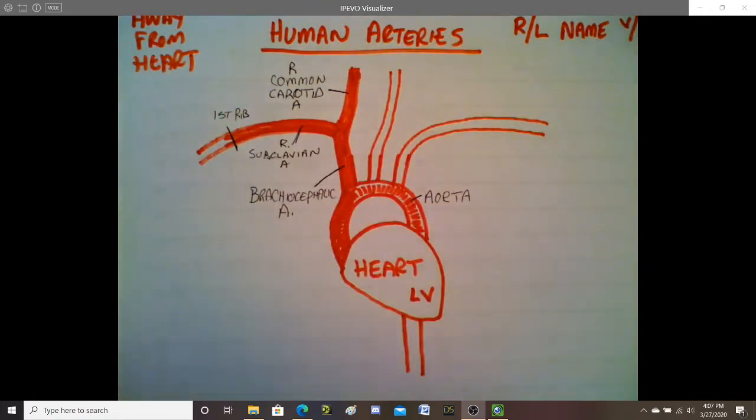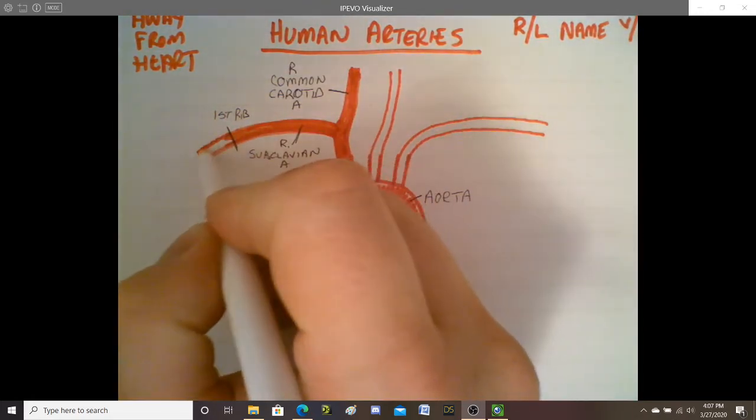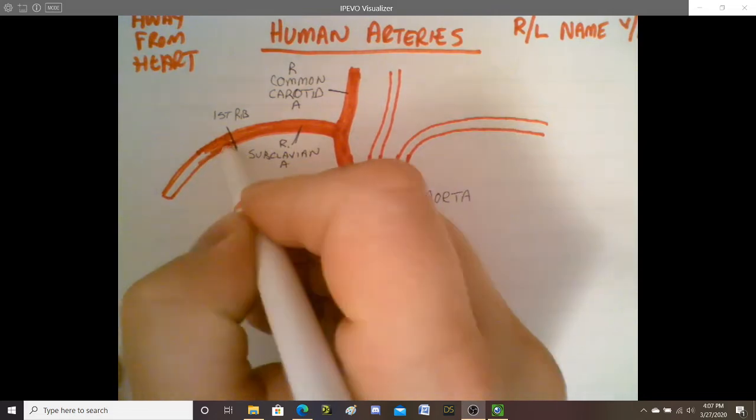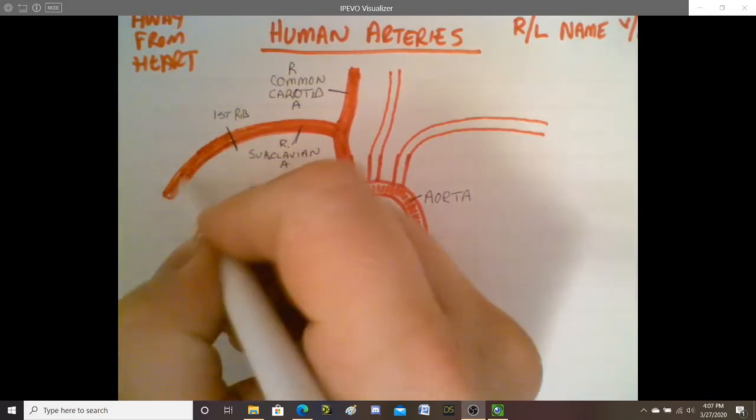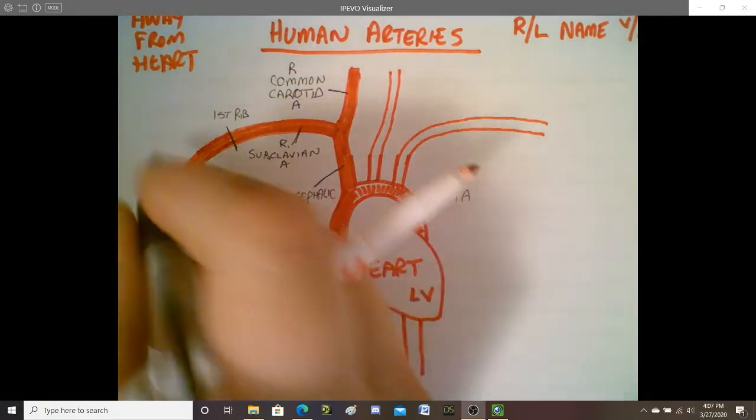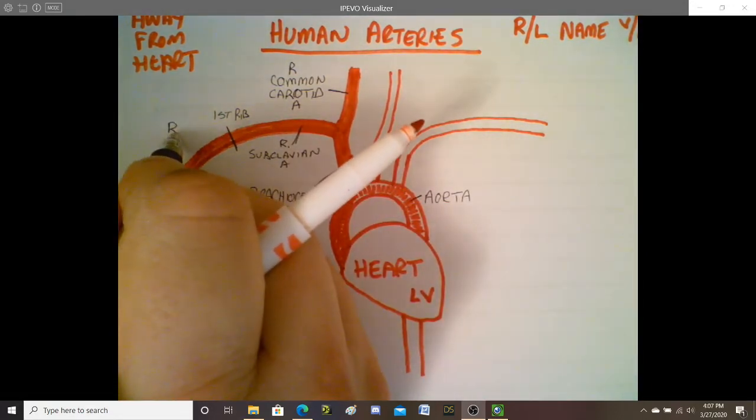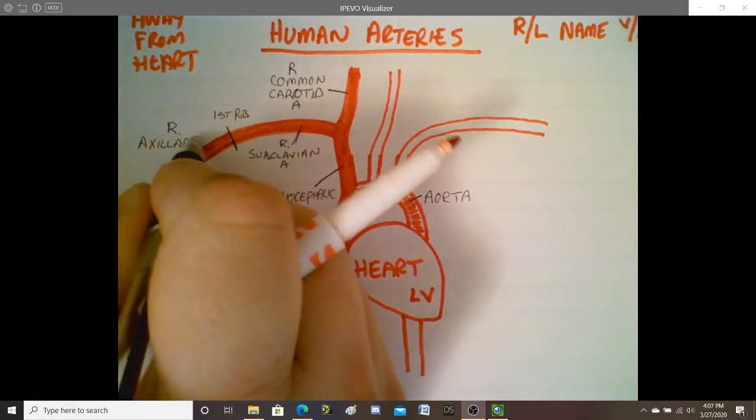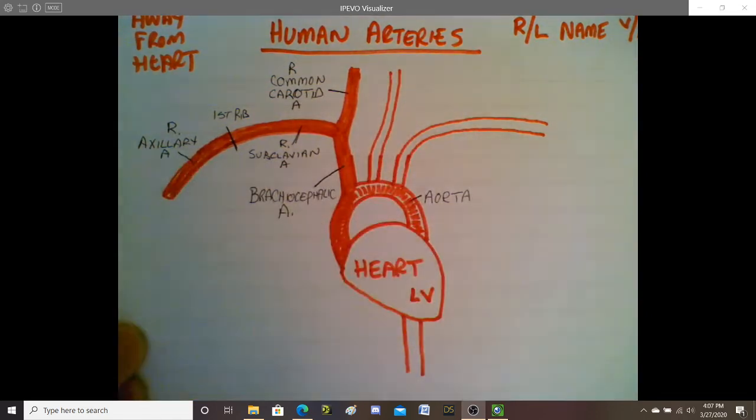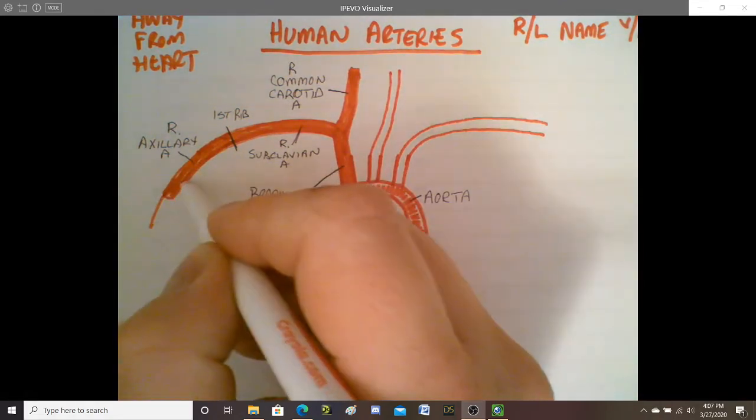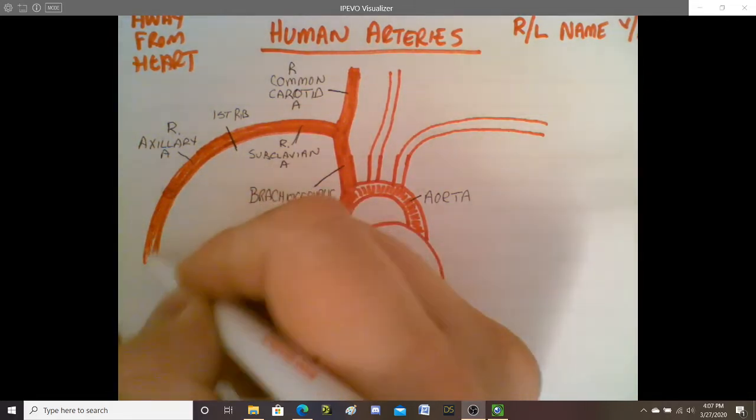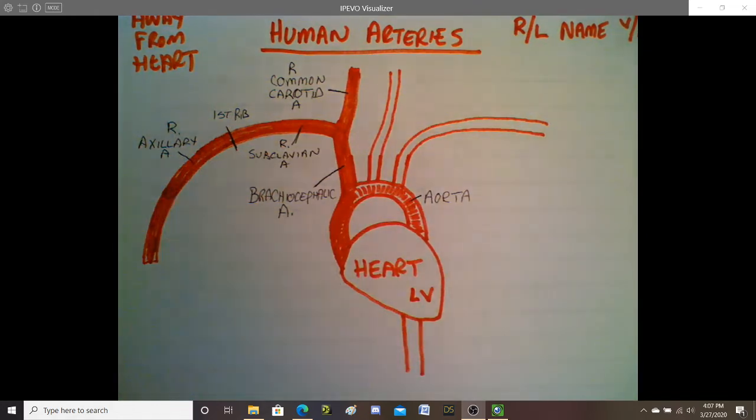And then it changes names. So it's going to continue down through your shoulder, but it changes names. Once it passes this first rib, it becomes the axillary. So this is going to be the right axillary artery. And then it's going to continue into your arm.